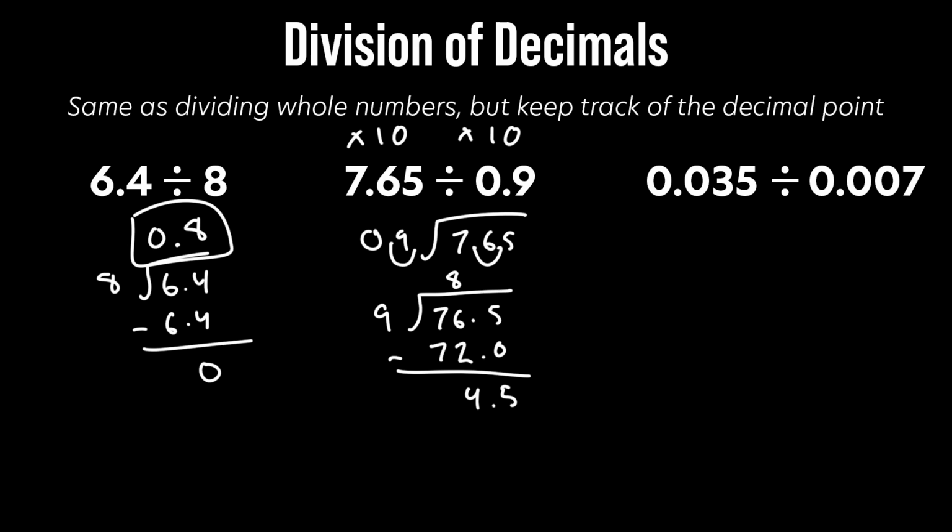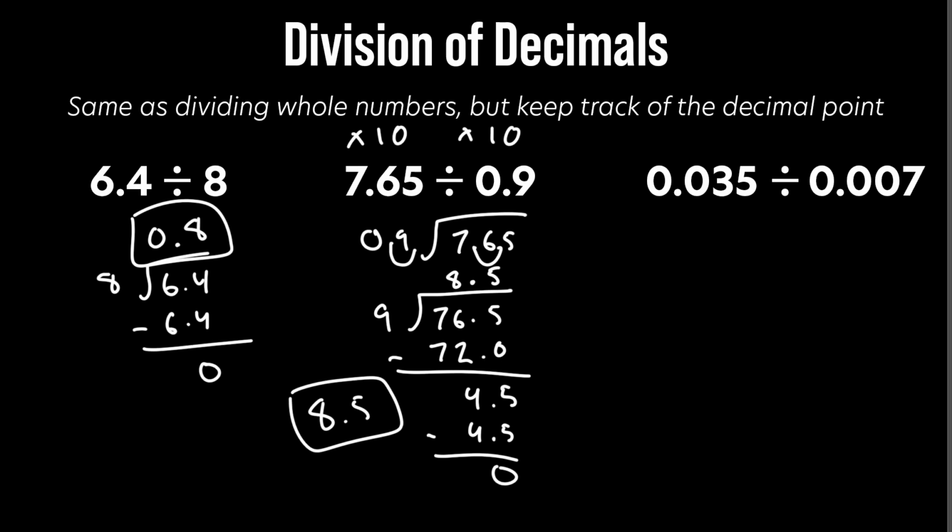And so we place the decimal point from the number we're dividing from, right above it. And 9 times 0.5 is 4.5. So again, we have remainder 0, and our answer is 8.5.